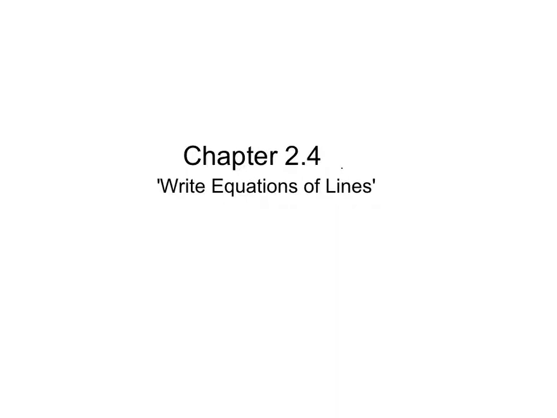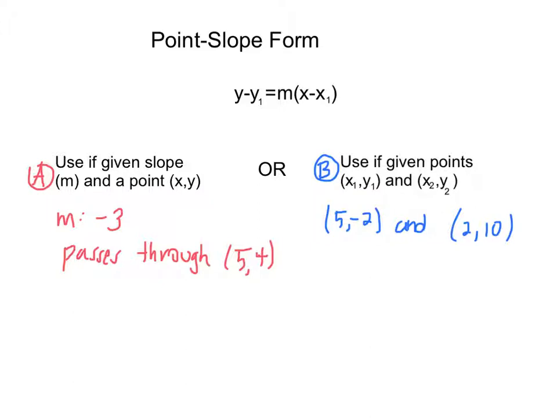Hey, this is chapter 2.4, write equations of lines. So another form that our equation can take is point-slope form. We can transform this from our simple y equals mx plus b form to y minus y sub 1 equals m times x minus x sub 1. And we would use this if we are given the slope and a point of an equation.